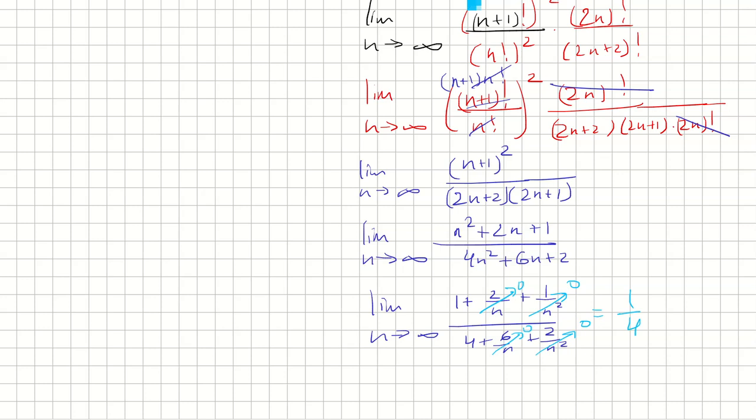Because this is positive, it's less than 1. This converges by the ratio test. And I was looking at the series with the absolute value, so this converges absolutely, and that is due to the ratio test.